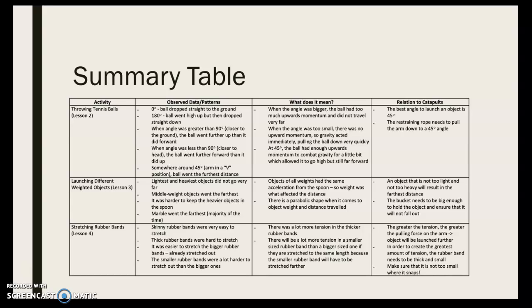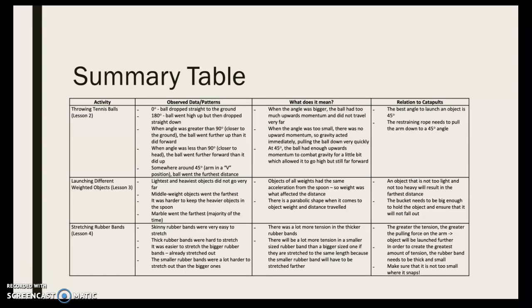Lesson 4, which is on stretching rubber bands. They will be given rubber bands that are really thick, really skinny, really small and tiny, and really big, and they will realize that the skinny rubber bands were easier to stretch than the thicker ones, so the thicker ones had more tension, and that the bigger rubber bands seemed like they were already stretched out, so those are a lot easier to stretch than the smaller ones.